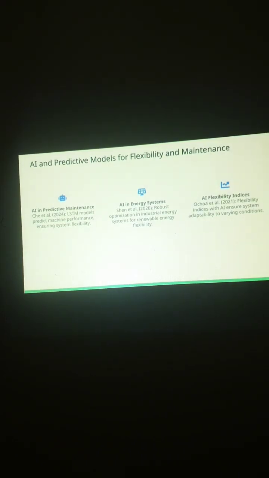AI in energy system, Chen et al. Robust optimization of industrial energy system for renewable energy flexibility. And AI index, ultra flexibility index, used with AI to ensure system adaptability to varying controls. Okay, case study application of AI in flexibility analysis, like Amari et al.